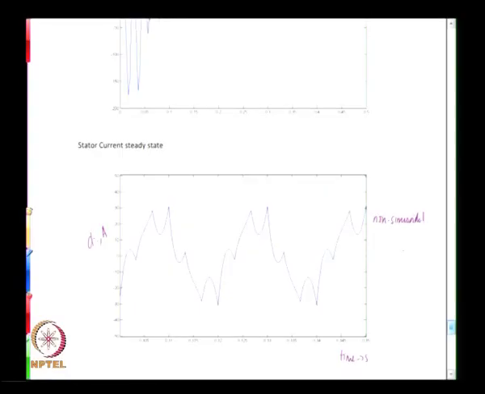Again, after studying all these things by means of these simulations, one will then need to answer whether, for a given application, this kind of harmonics is acceptable or not. If not, one has to go around finding ways to minimize these harmonics and make the current more sinusoidal.